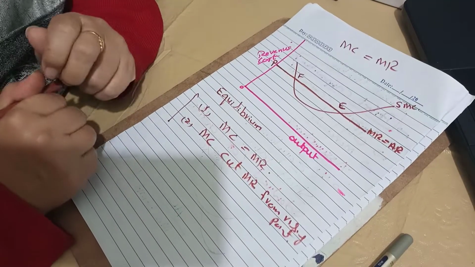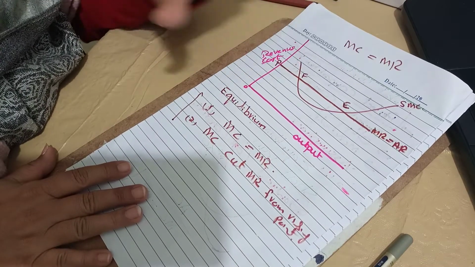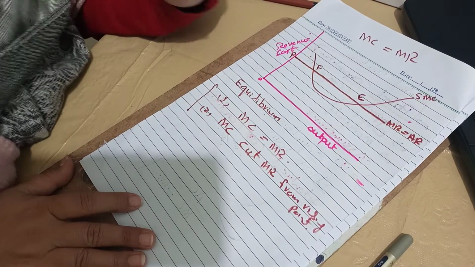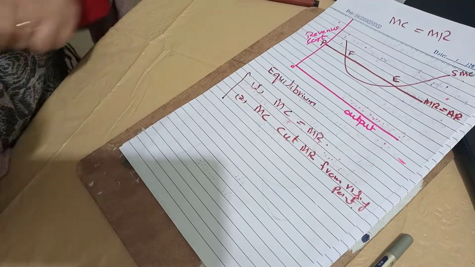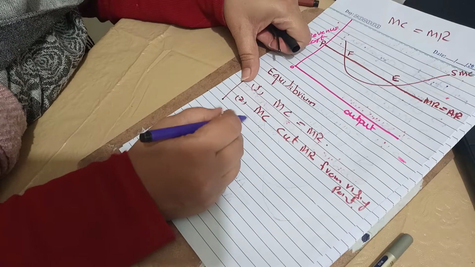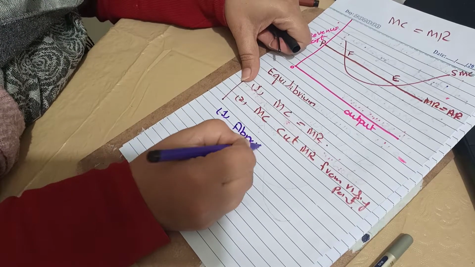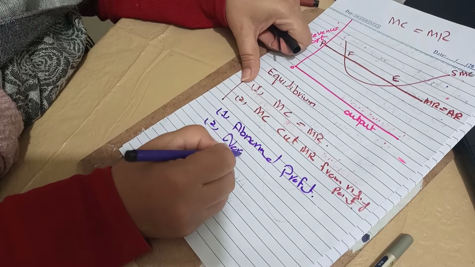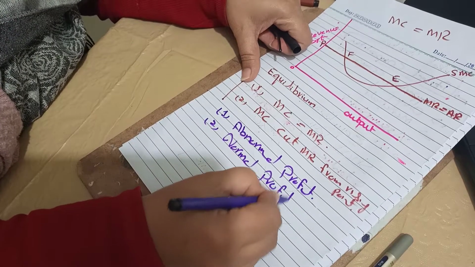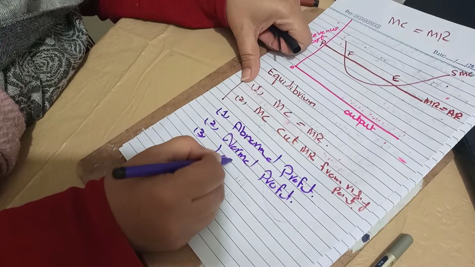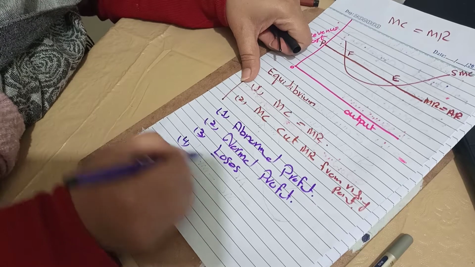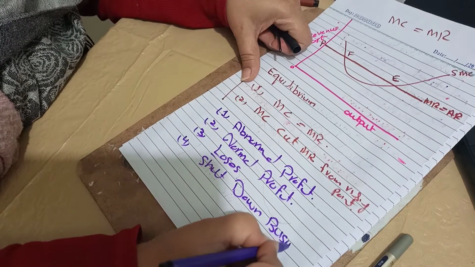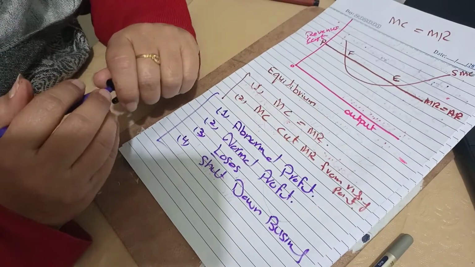Now that we have found the equilibrium condition of the firm, we discuss all the situations which a firm faces under perfect competition. Under perfect competition, firms can earn abnormal profit, firms can earn normal profit, firms face losses, and firms shut down their business. These are the situations which firms face under perfect competition.